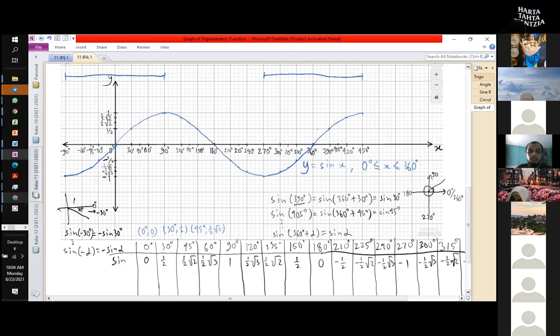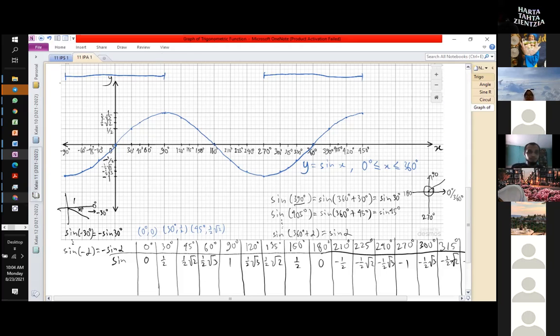This property, we call it a periodic function. So the sine wave, or the sine function, is an example of a periodic function. In this case, the period is 360 degrees. Jadi grafik sin atau fungsi sinus itu adalah sebuah contoh dari grafik yang periodik, fungsi periodik.